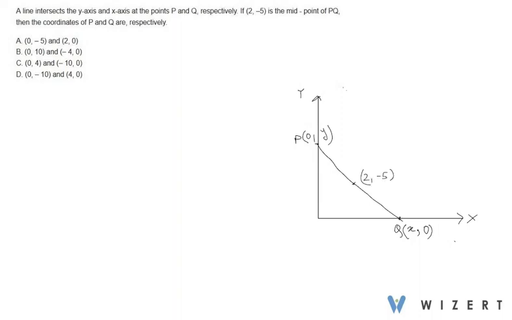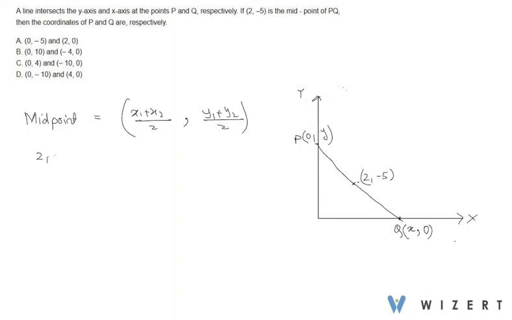is the point which is intersecting PQ at its midpoint. So (2, -5) is the midpoint. So we can simply use the midpoint formula here. Midpoint is given by ((x1 + x2)/2, (y1 + y2)/2). We can simply put the values here.